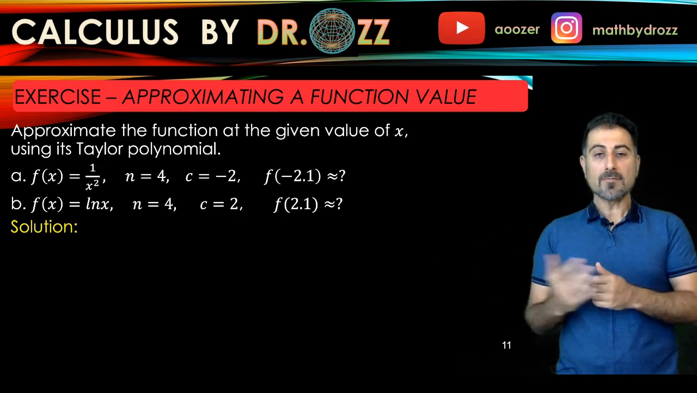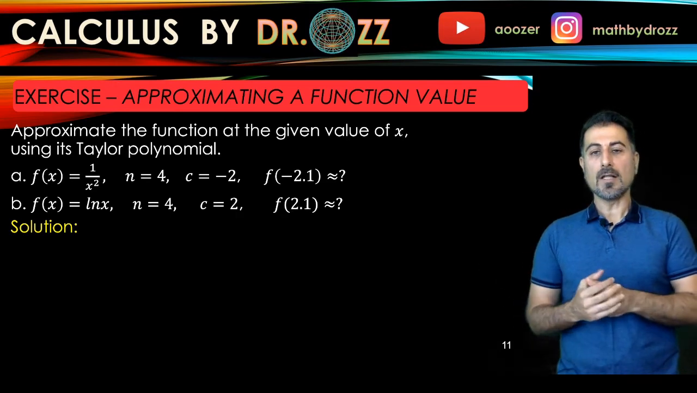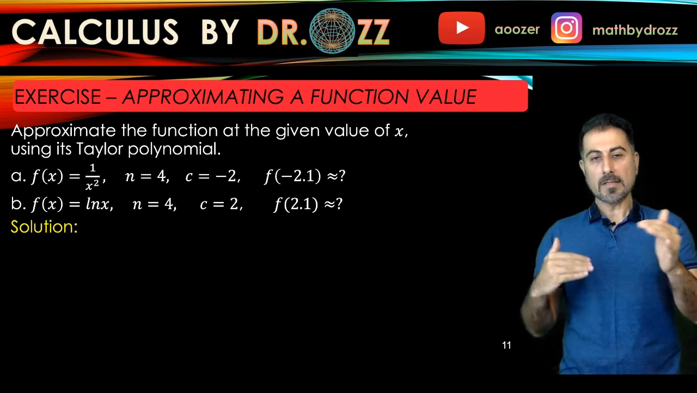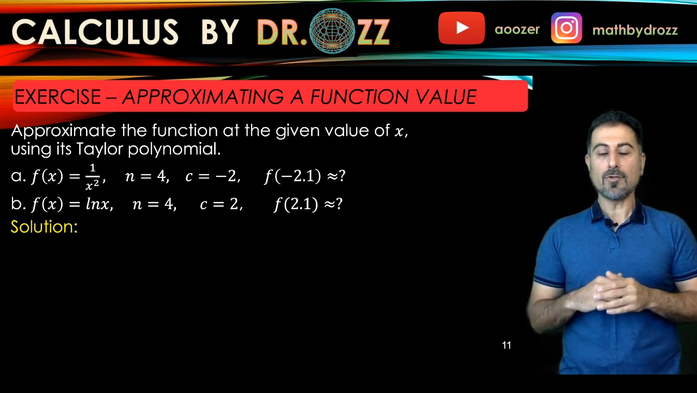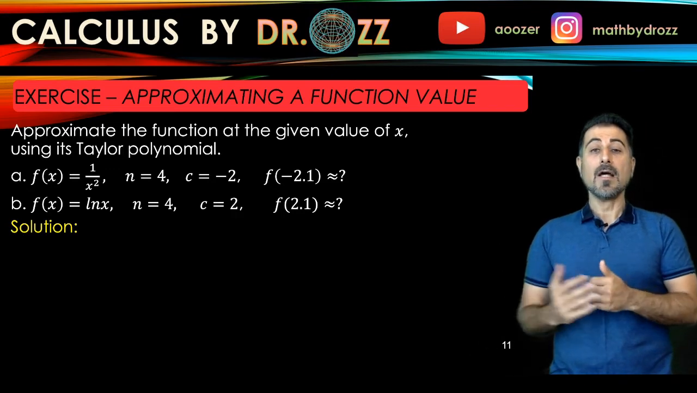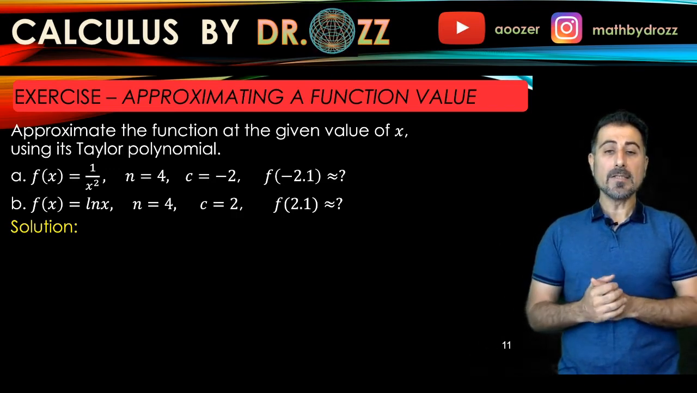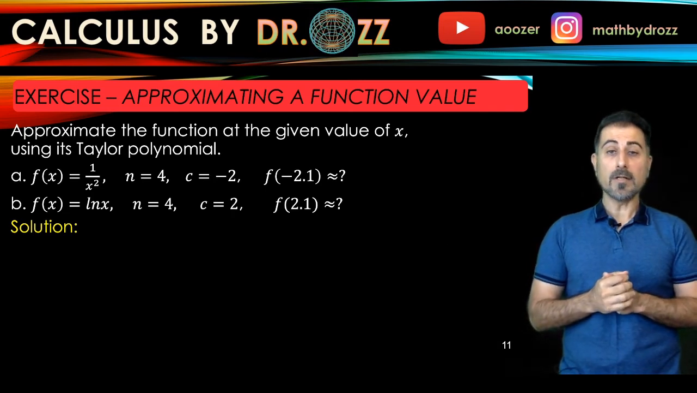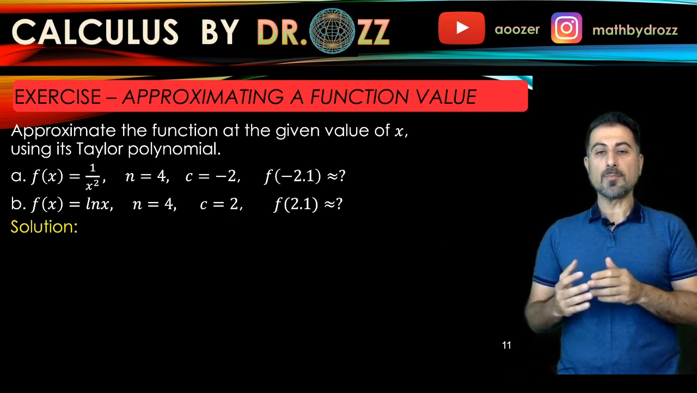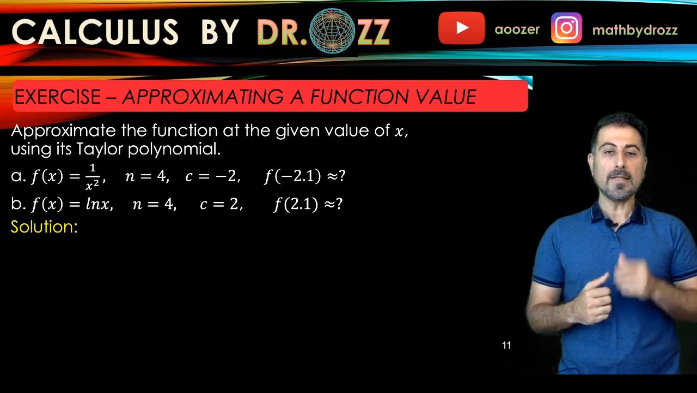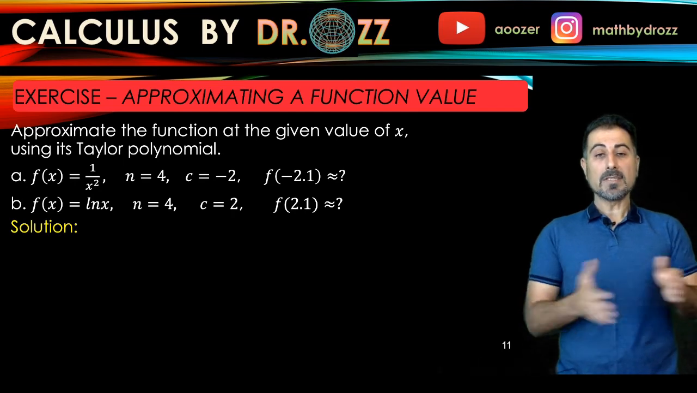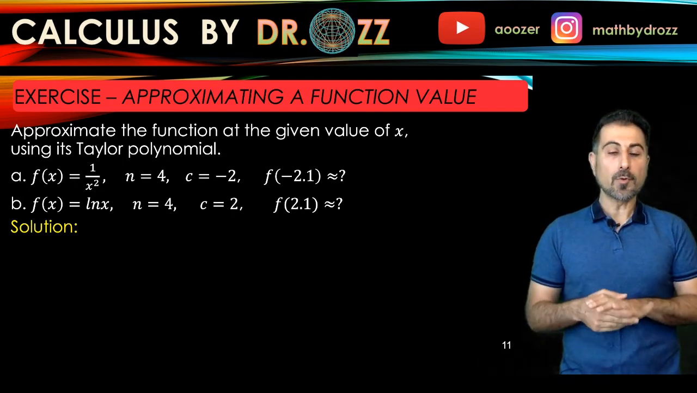And you can go ahead and, in fact, write down the exact value of the function, let's say in part A, 1 over -2.1 quantity squared. But without using a calculator, it's not easy to estimate that value. What we do in general is that we look at the nth Taylor polynomial written at c equals -2 with n equals 4. So it's the fourth Taylor polynomial in that regard. And all we do is just plug in x equals -2.1 in that case. And whatever it spits out, then that would be the approximate value.